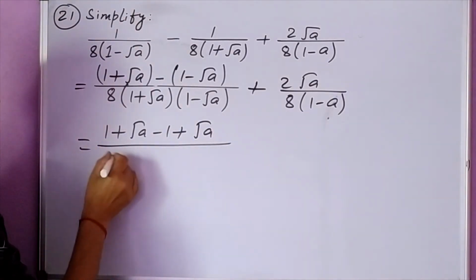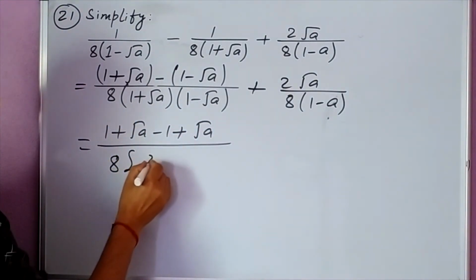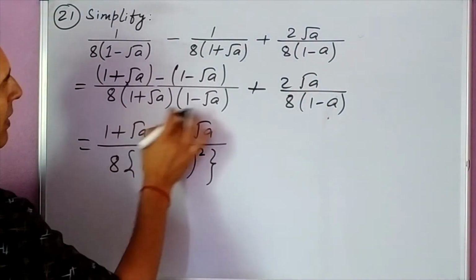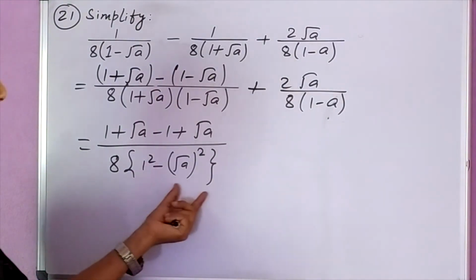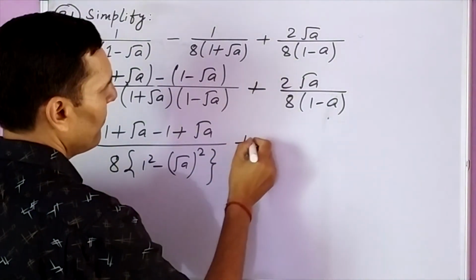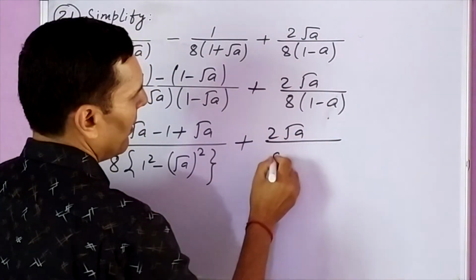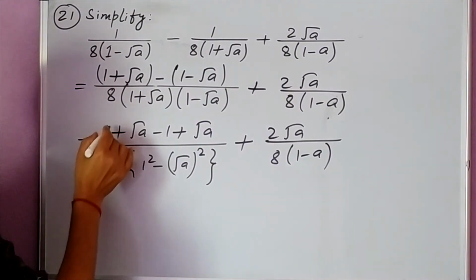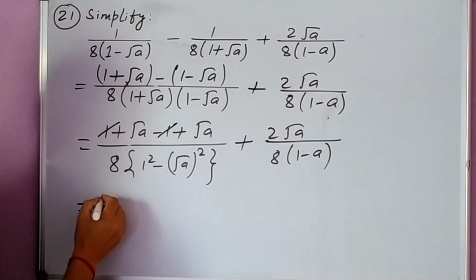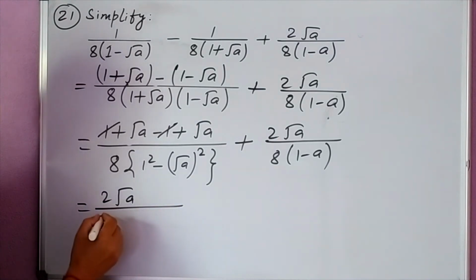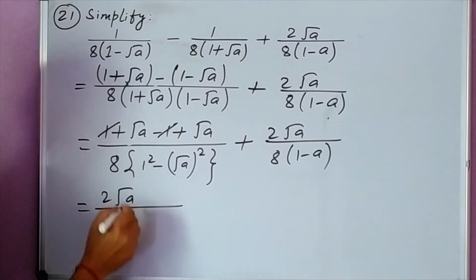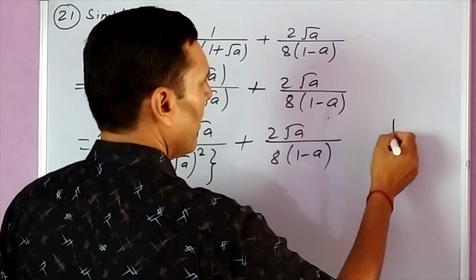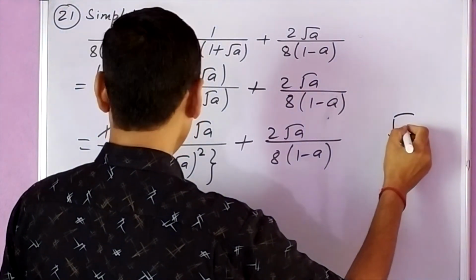Our denominator is a plus b times a minus b, and a square minus b square is the formula. 2 root a upon 8 times 1 minus a as it is. Now this plus 1 minus 1 cancels, root a plus root a is 2 times root a, upon 8 times the square of 1 is 1, and the square of root a.